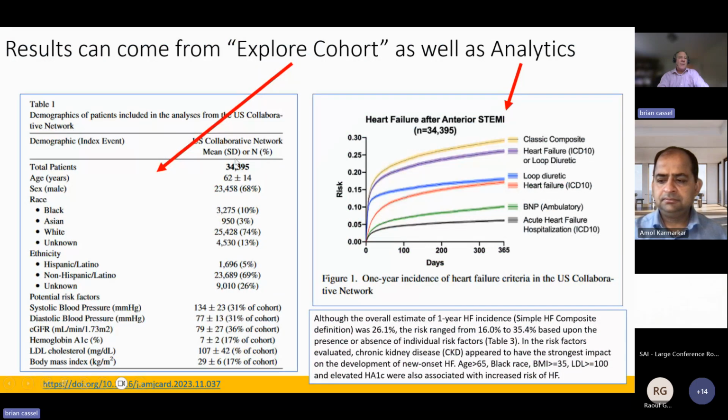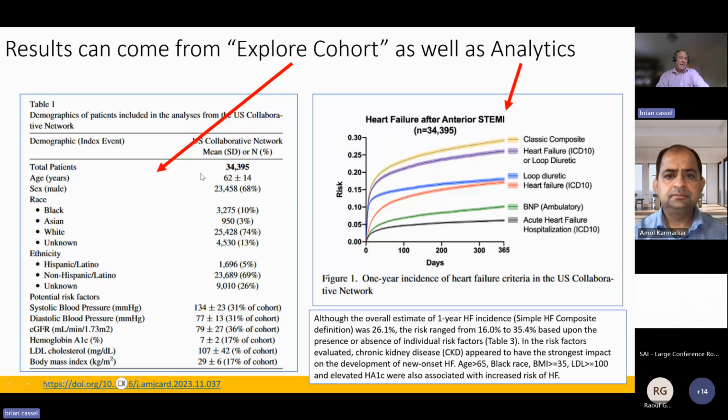Here's that Van Tassel paper. Again, I just wanted to highlight something different than what we had looked at last week. We were focusing on the 1 minus Kaplan-Meier cumulative incidence of heart failure over 1 year.